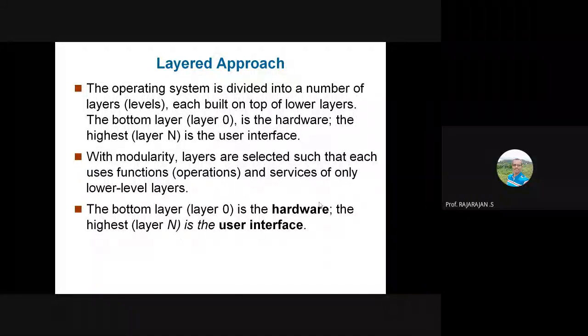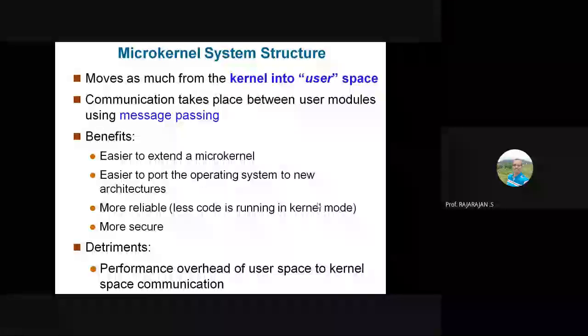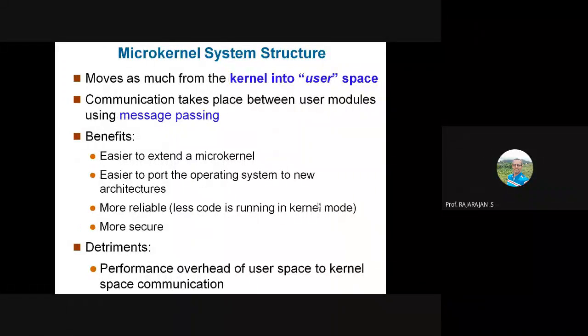Now the ultimate advantage of the microkernel architecture is, number one, that the kernel becomes smaller. The size of the kernel becomes smaller, and the number of system calls or mode switches is reduced, because everything need not go to the OS. So the number of mode switches gets reduced.